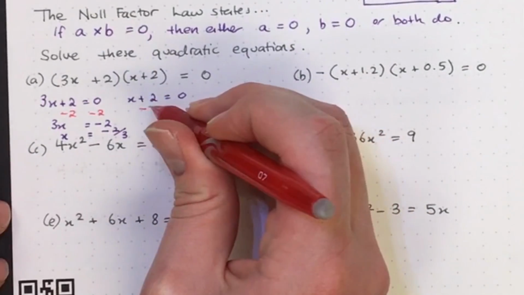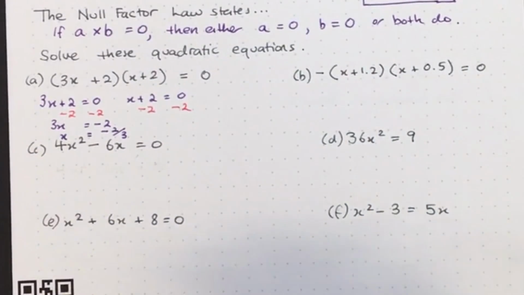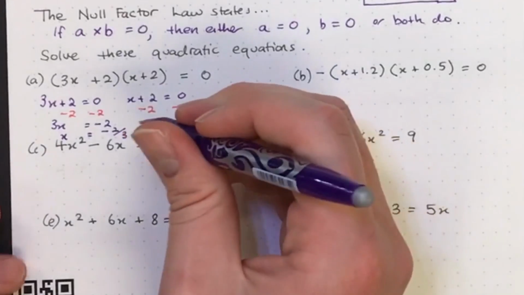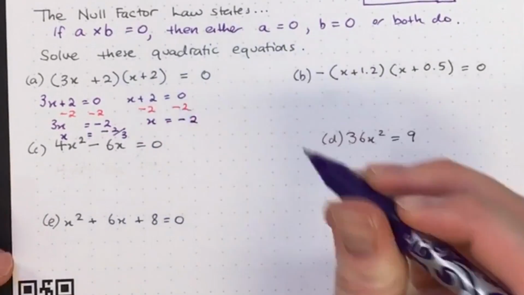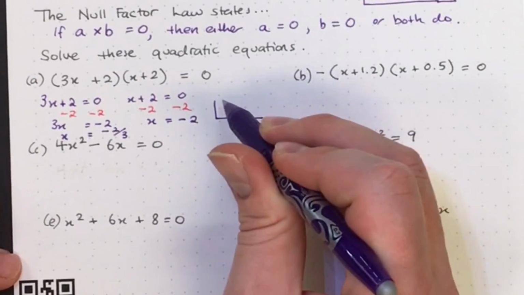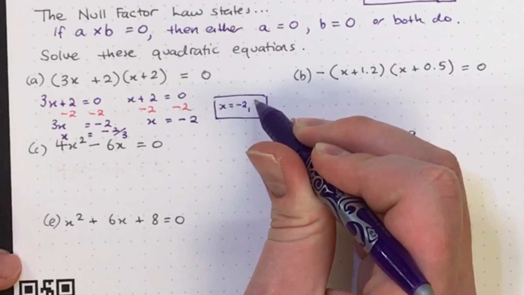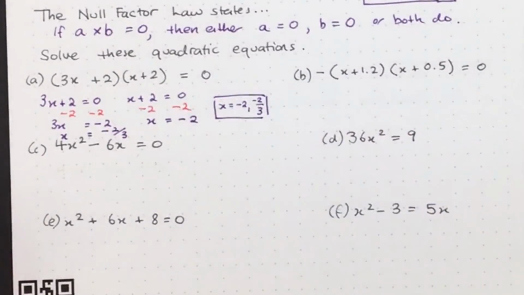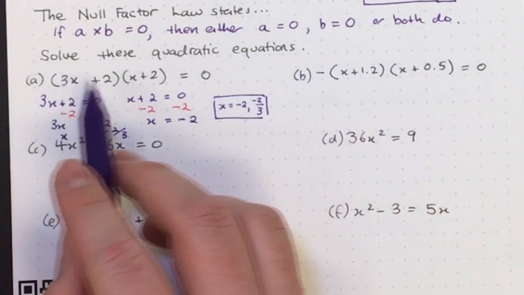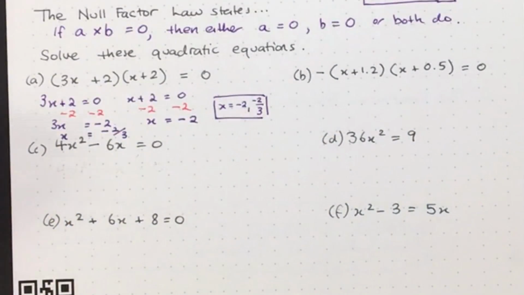-2, both sides. X is equal to -2. Therefore, x is either equal to -2 or -2/3. It couldn't possibly be equal to 0 because if I replaced x with 0, I would get 2 times 2, which is 4, and 4 does not equal 0, so it can't be equal to 0.